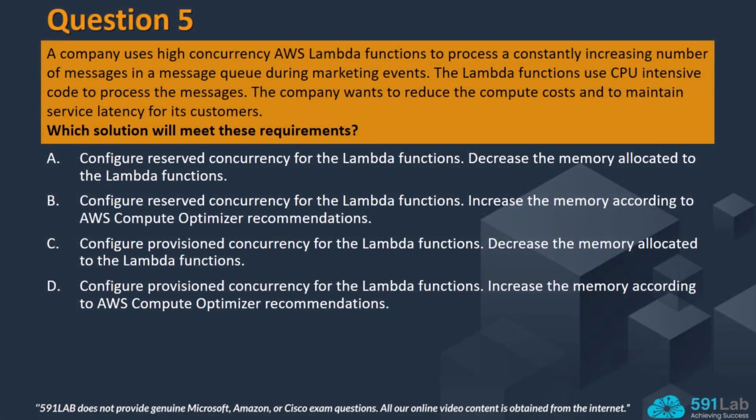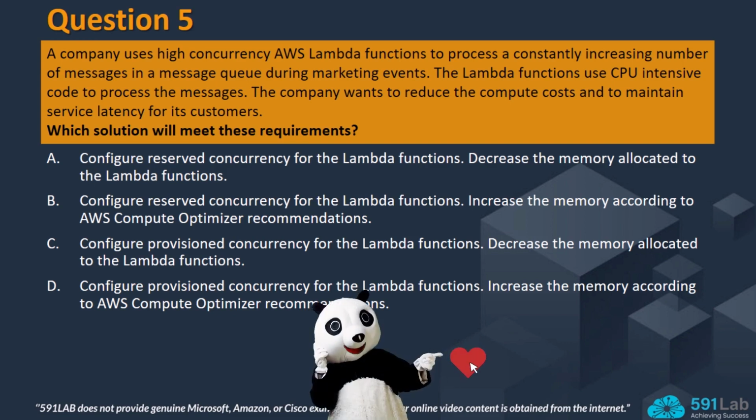Question number 5. A company uses a high concurrency AWS Lambda function to process a consistently increasing number of messages in a message queue during marketing events. The Lambda function uses CPU-intensive code to process the messages. The company wants to reduce the compute cost and maintain service latency for its customers. Which solution will meet these requirements?